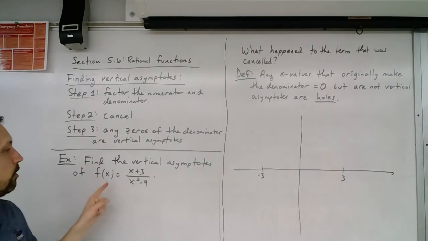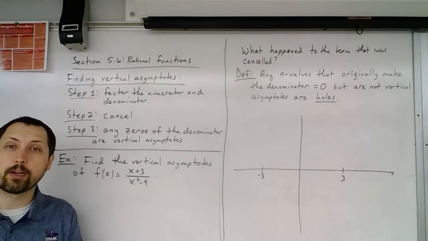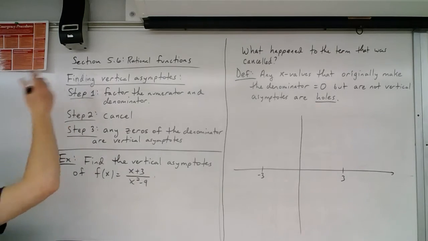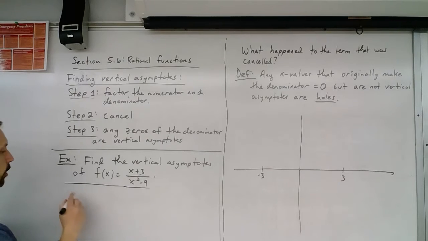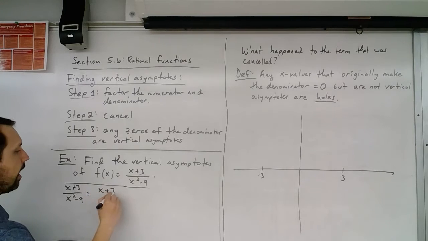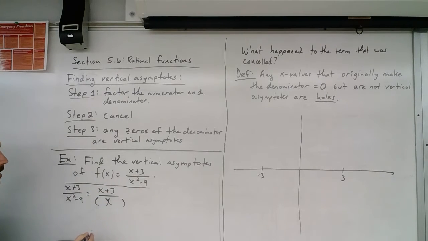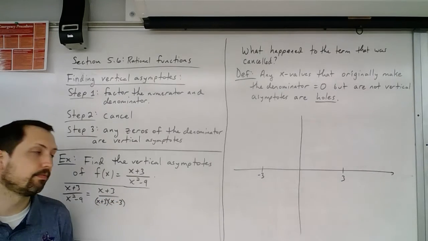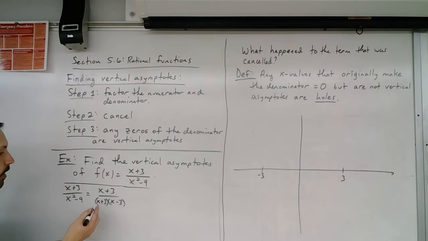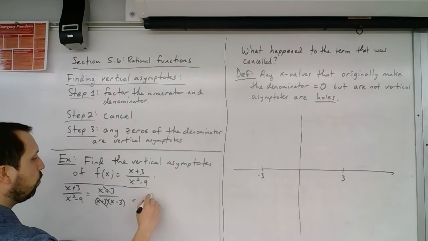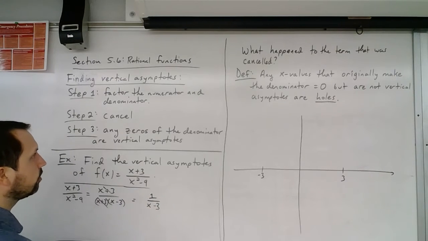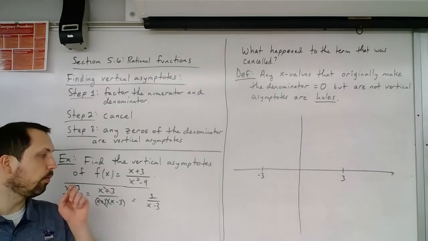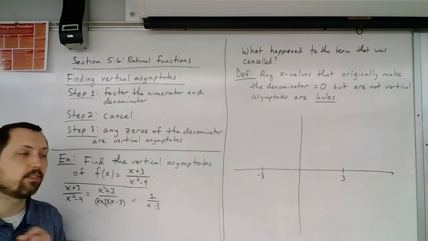We're going to find the vertical asymptotes of f of x is x plus 3 divided by x squared minus 9. So we see the first step we're going to do is we're going to factor this. The numerator is now x plus 3. The denominator will now factor as x plus 3 times x minus 3. Now we factored this, so we're going to go ahead and cancel. And so what we now get is 1 divided by x minus 3. This is what we're left with once we cancel any of the terms.